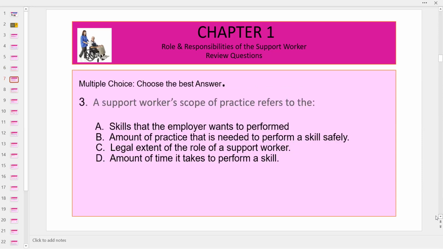Question number 3, multiple choice, choose the best answer. A support worker's scope of practice refers to the A. Skills that the employer wants to perform. B. Amount of practice that is needed to perform a skill safely. C. The legal extent of the role of a support worker. And D. The amount of time it takes to perform a skill.